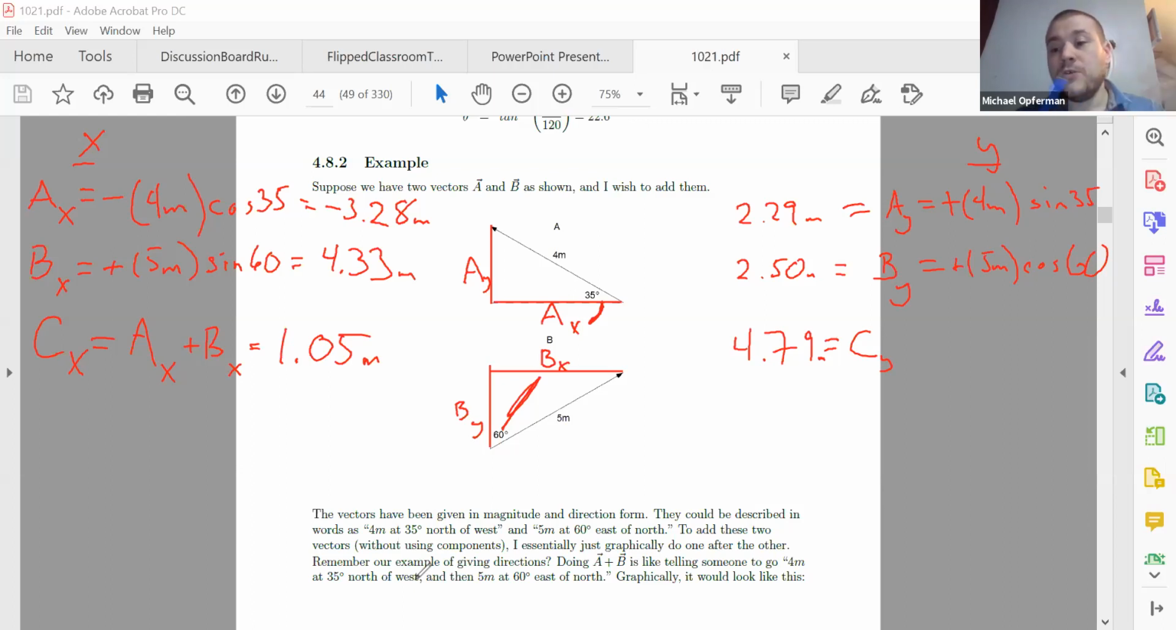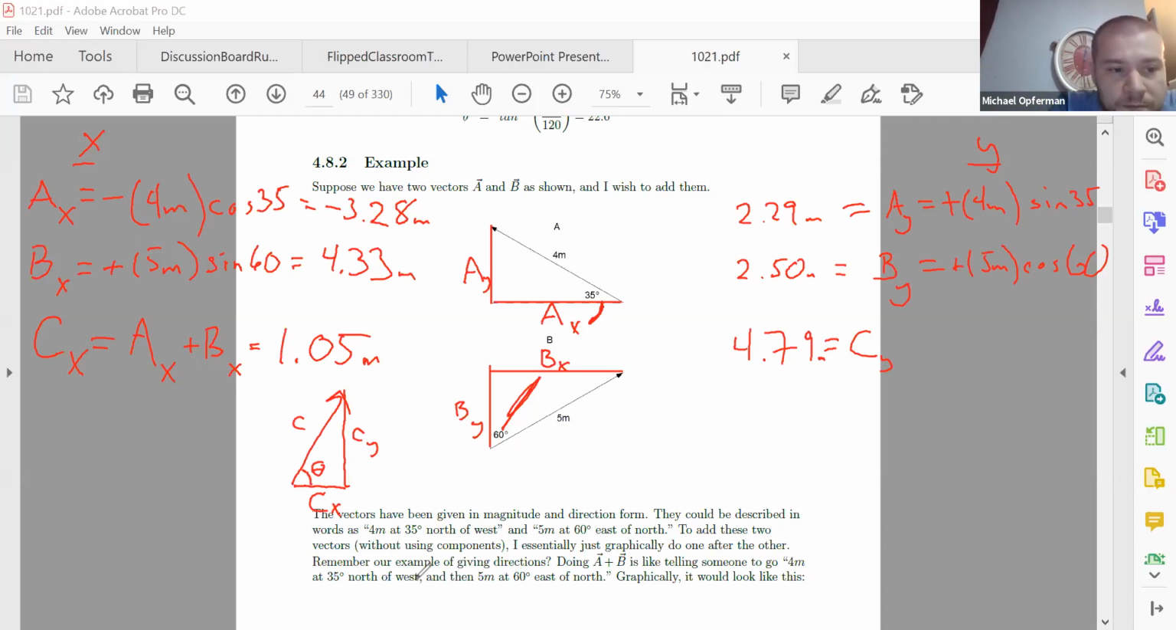And the answer is draw a right triangle. So we have a right triangle here. It's going to look something like this. It has both components positive, so vector C is going to point up and right. The Y component is much bigger than the X component. And let's solve for this angle here, let's say.